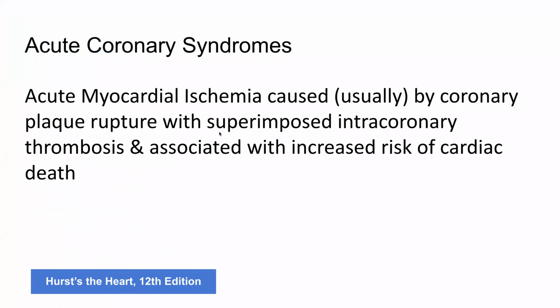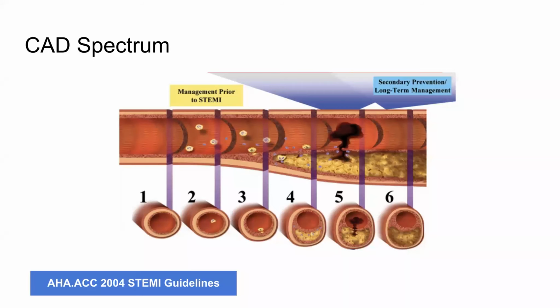So acute coronary syndrome is defined as acute myocardial ischemia caused by coronary plaque rupture with superimposed intracoronary thrombus, and associated with increased risk of sudden death. The key thing to understand is that this is somebody who has a ruptured plaque and then developed thrombosis on top.